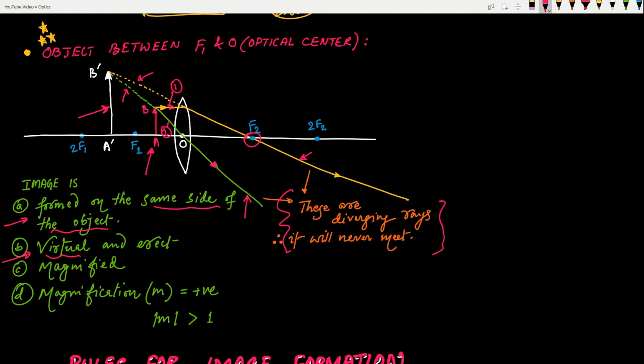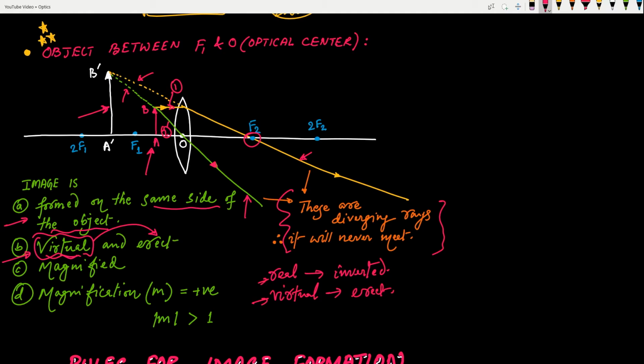Therefore the image is actually virtual. I hope this is clear. And since the image is virtual, we know a virtual image is always erect. Now, a real image is always inverted, isn't it? And we have seen it in our earlier cases. And here we got the image is virtual, and we know a virtual image will always be erect.